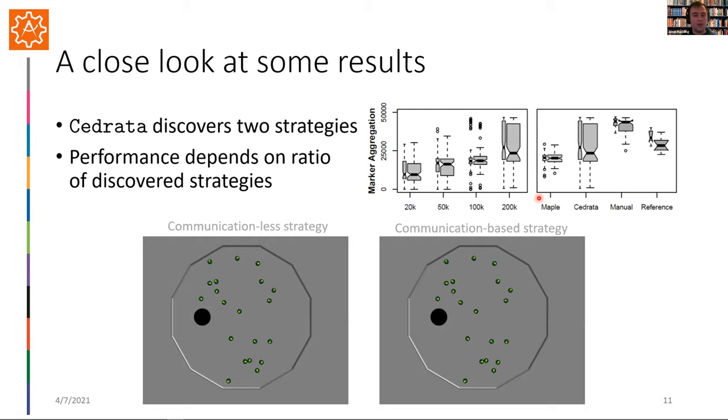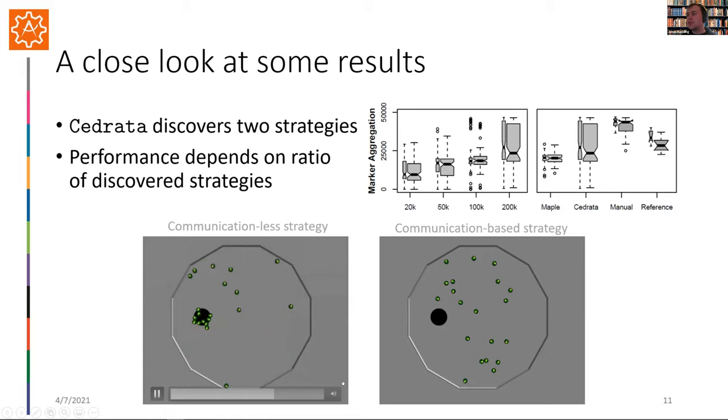So if we have a look at the communication-less strategy, so the one that does not use communication, we see that the robots are simply exploring the arena, and once they find the black spot, the robots are stopping. So over time, it means that the robots are aggregating inside of the marker, so inside of the invisible area, but it's not really directed. So it's just by pure chance that the robots are detecting the black area. And if access to the area is already blocked by other robots there, then the robots will just leave again after some time and continue exploring the arena.